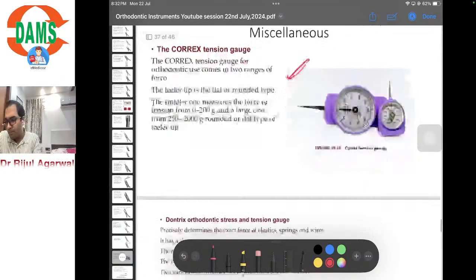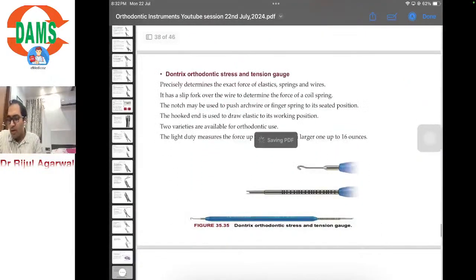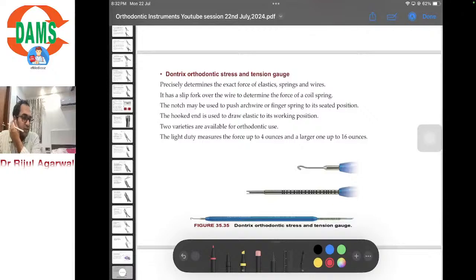Okay, next is the Dontrix gauge. The Dontrix gauge is used for measuring small amounts of force, that is, forces at the level of ounces. And where are these forces used? If you remember from the biomechanics classes, for intrusion, retraction, and bodily movement. So the Dontrix gauge is used to measure those forces.